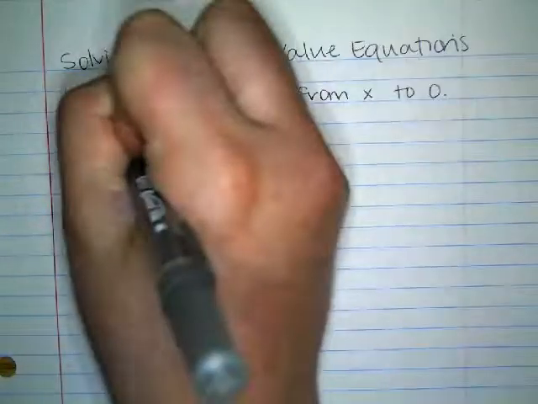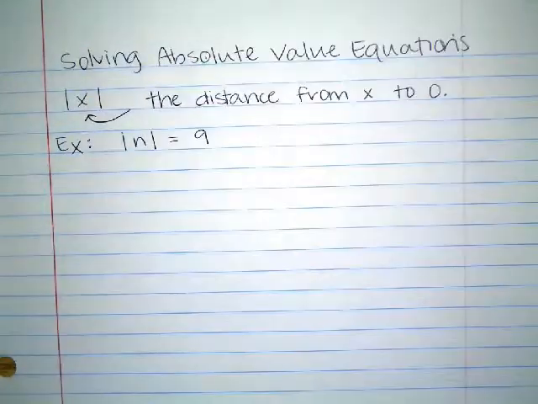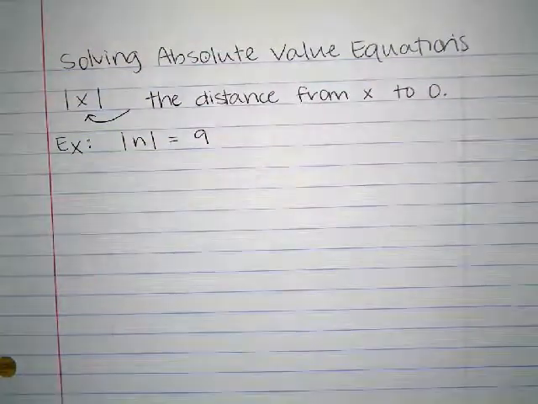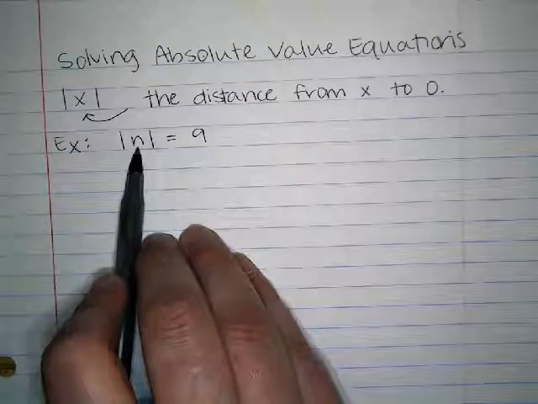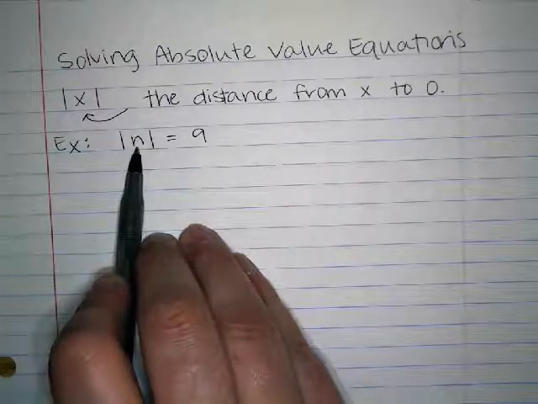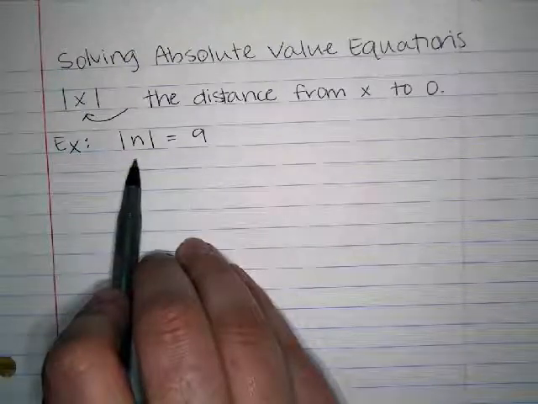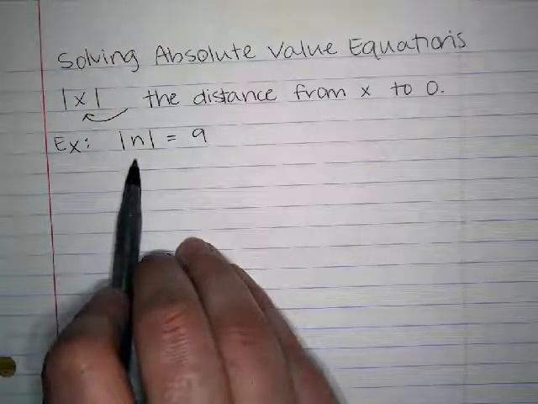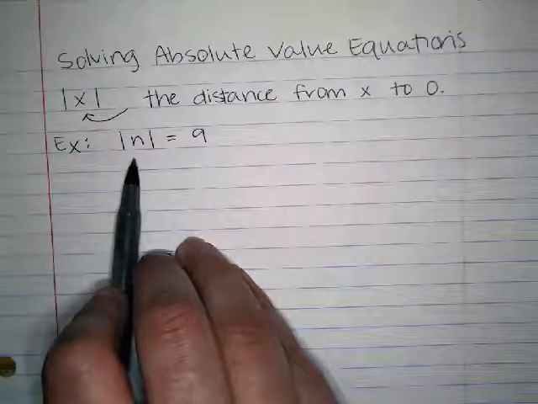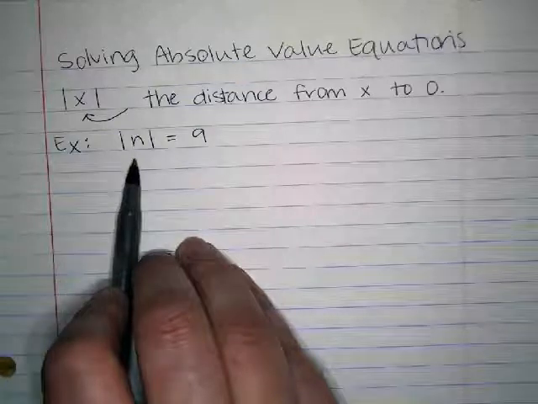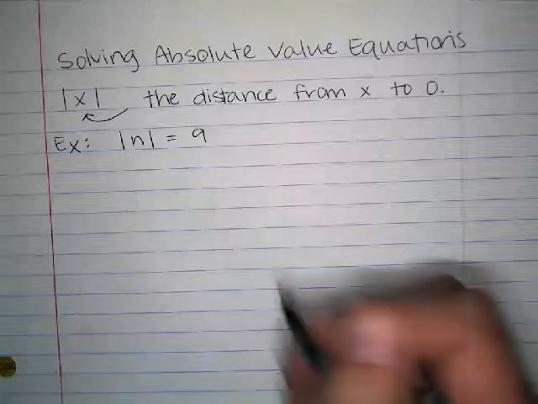For example 1, we're going to say if the absolute value of n is 9, what are the solutions that n could be? So if n is a number so that its distance from 0 is 9, what are the numbers that n could be? What are the numbers that are a distance of 9 away from 0? There's 2 answers. What numbers are 9 away from 0?